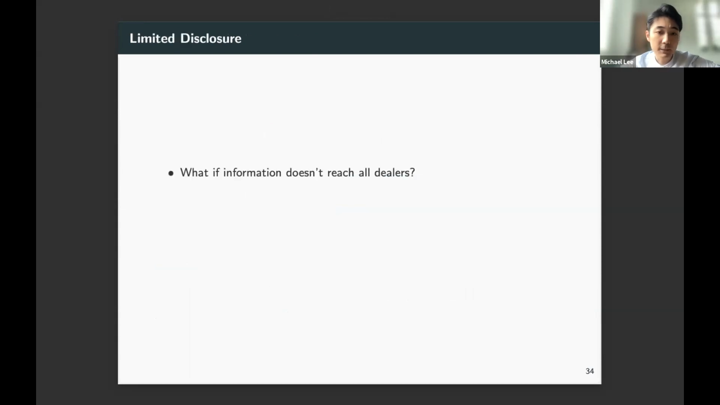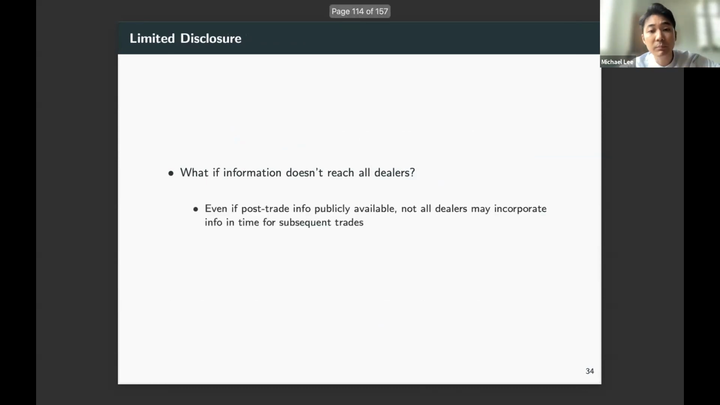Now, I talked about in the introduction the potential for limited disclosure. In particular, what happens if information doesn't reach all dealers? This could be because even if post-trade information is publicly available, not all dealers may be able to incorporate this information in time for subsequent trades. Or it could also be because of selective disclosure to a subset of the dealers.